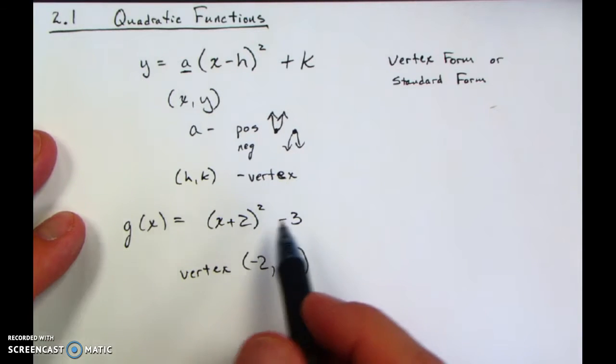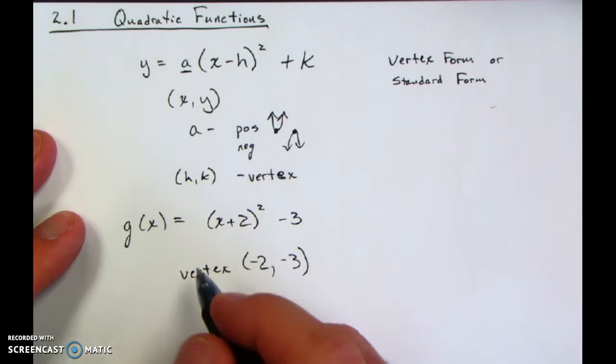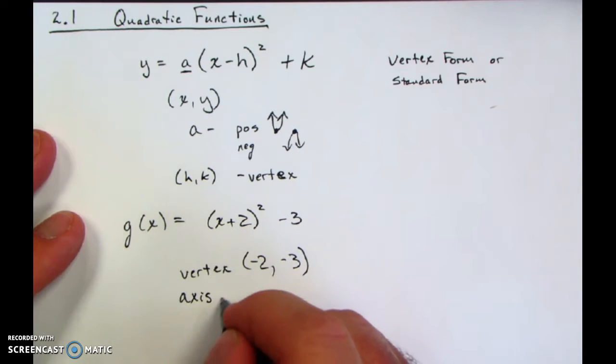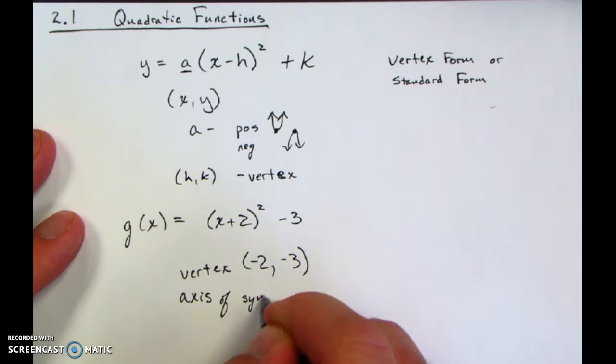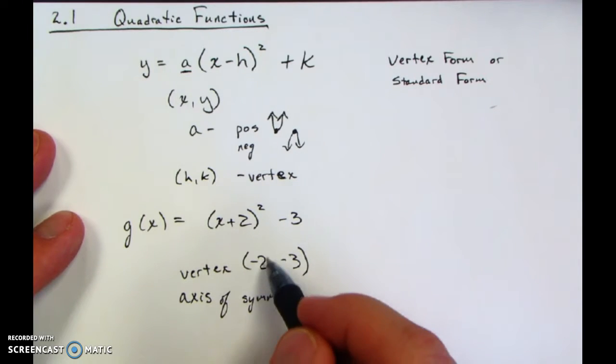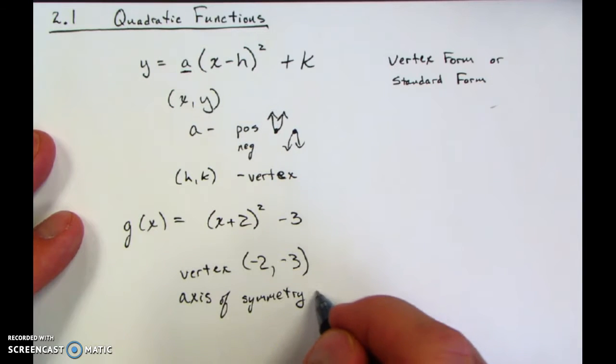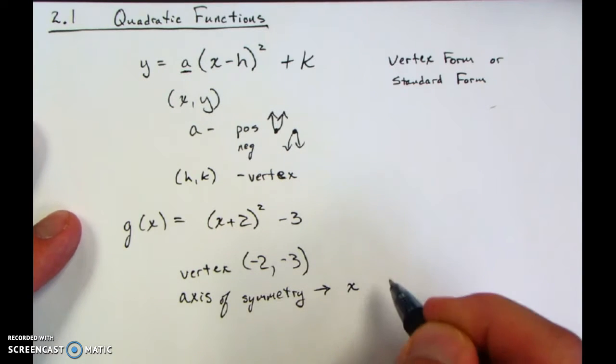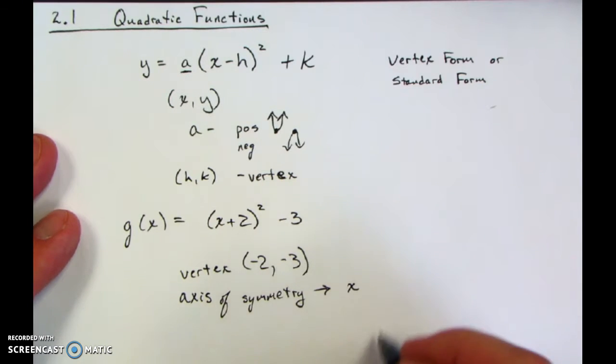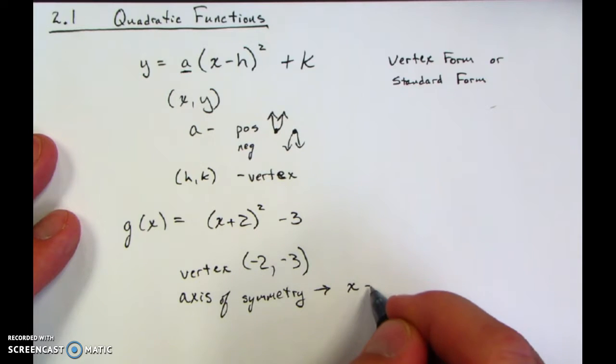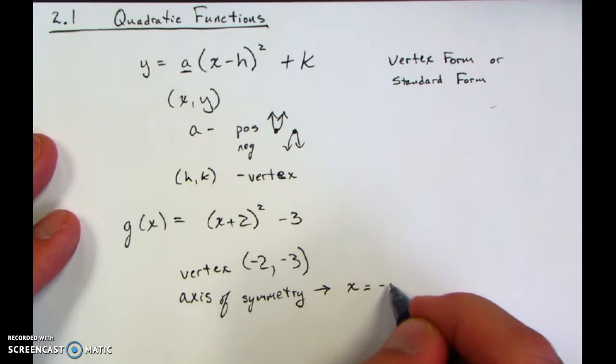And we also know that our axis of symmetry goes through that vertex. And it goes through that x value, so we would say that the equation of it, because remember that's going to be a vertical line, is x equals negative 2.